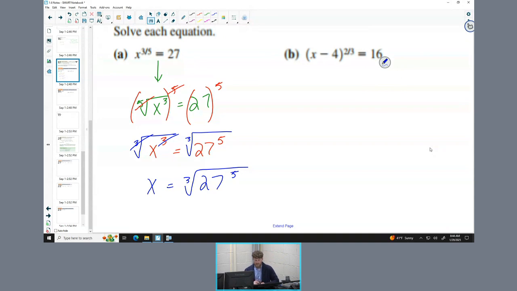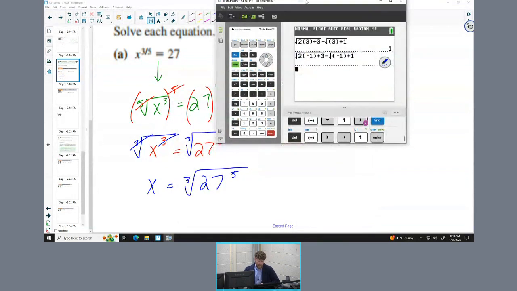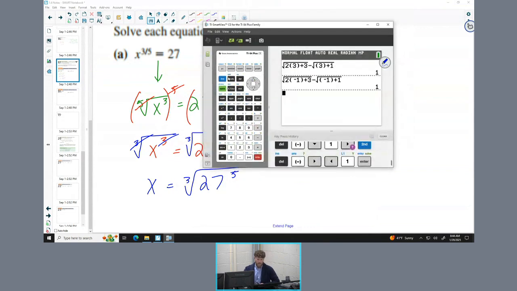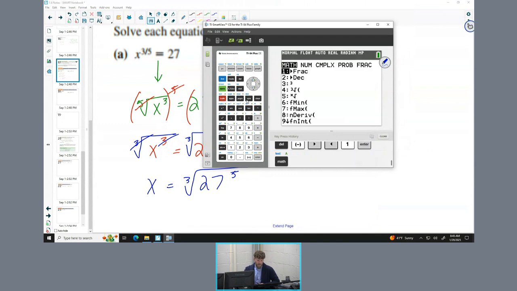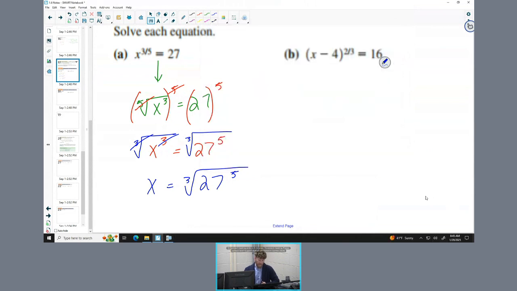Now, I'm going to just put this in the calculator and see what that gives me. And if it gives me some crazy decimal, I'll have to do it by hand. But it might not. That's what I would do first. So how do we do cube roots in the calculator? If you hit math, then you can scroll down and you see the cube root. And then you say 27 to the fifth power. And that tells me it's 243. So I'm going to leave it at that. So x is equal to 243.